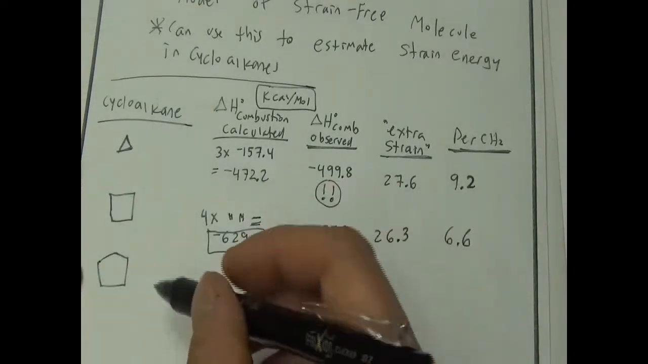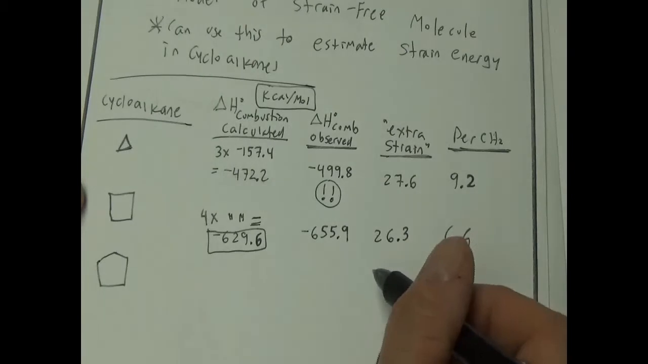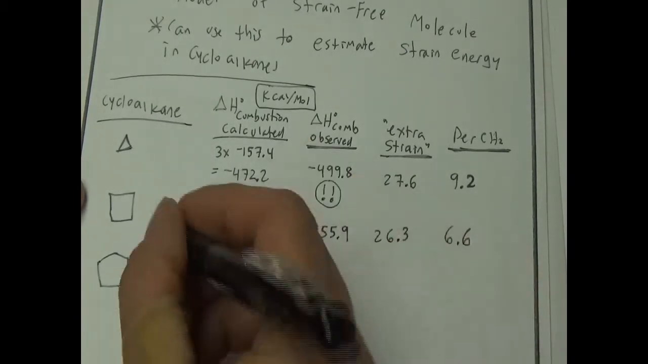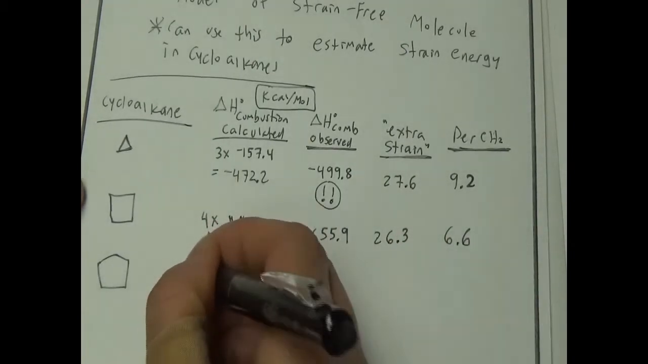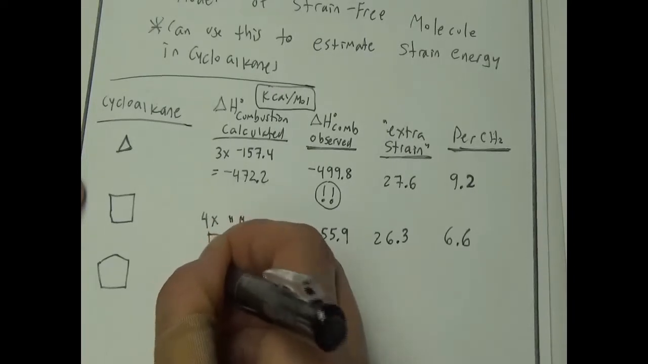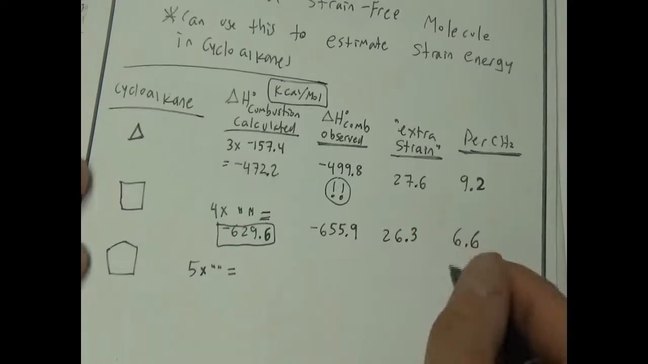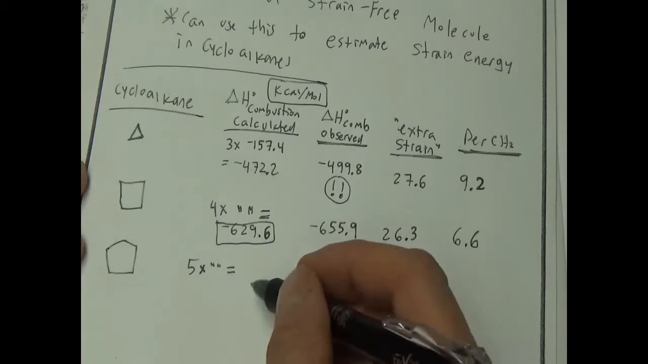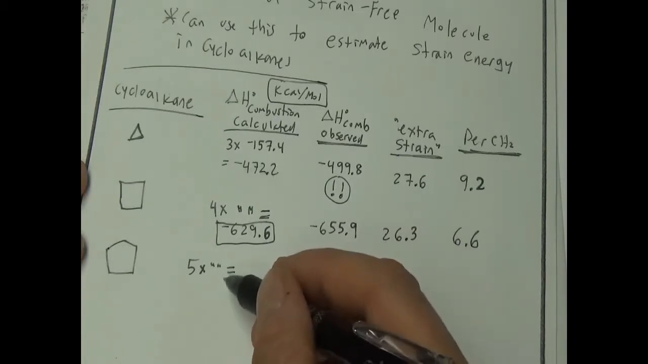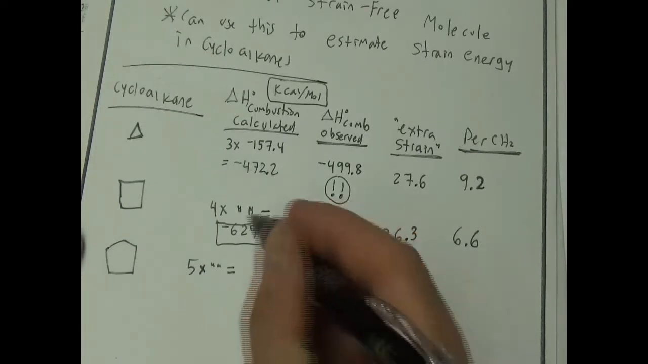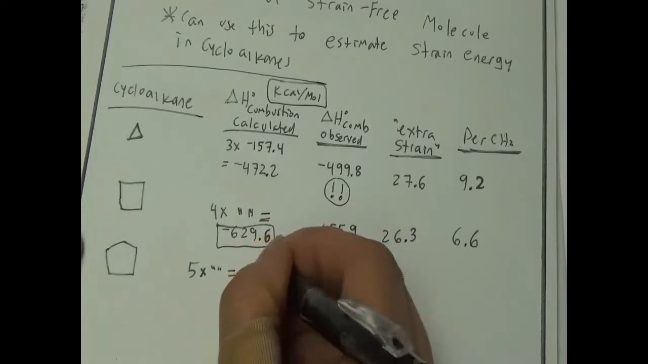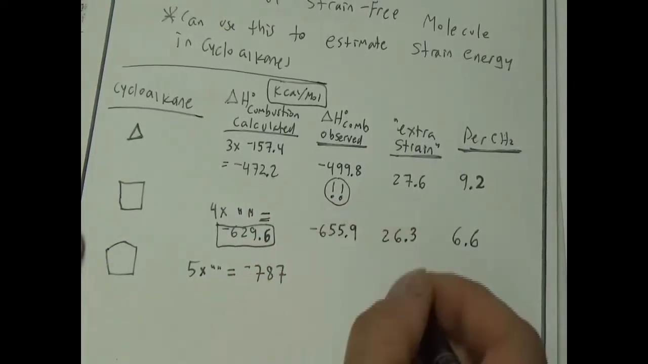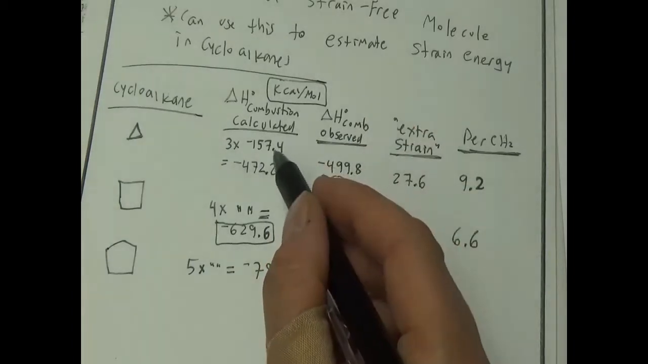Cyclopentane, right? Cyclopentane is 5 carbons, and this is 5 times the magic number. Those are like quotes, it's like we're repeating it. So 5 times the magic number would give us negative 787. The magic number again is negative 157.4.